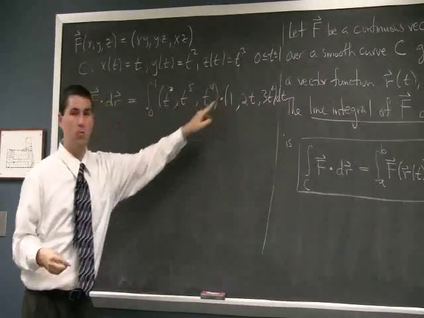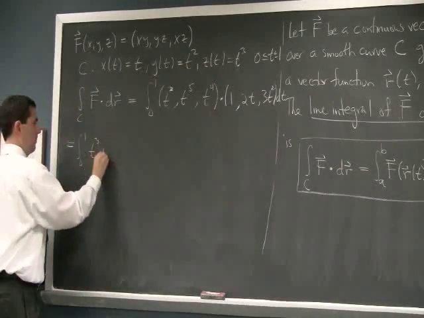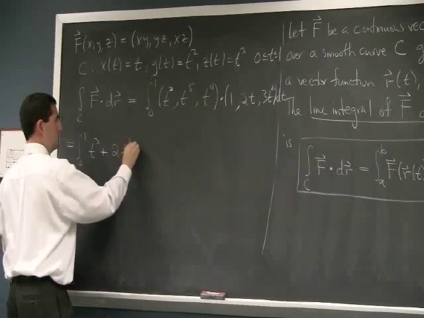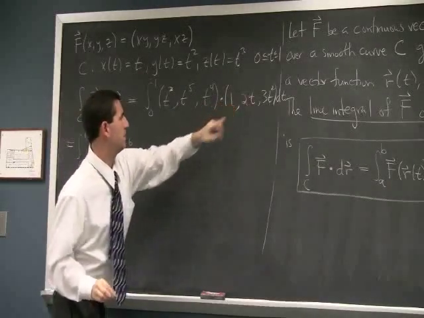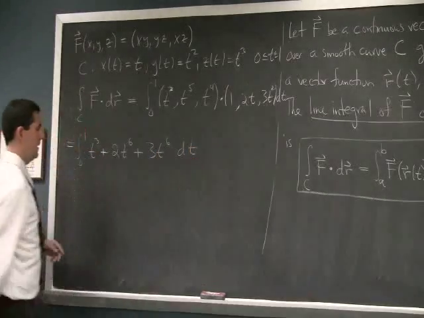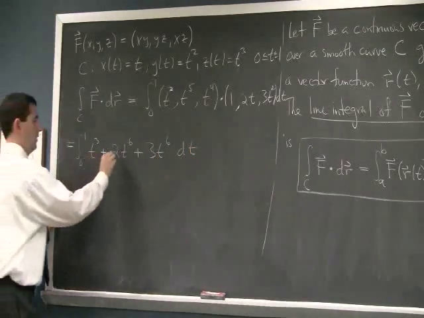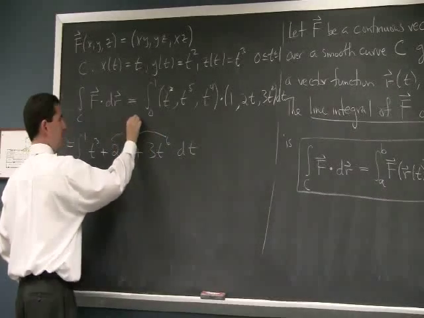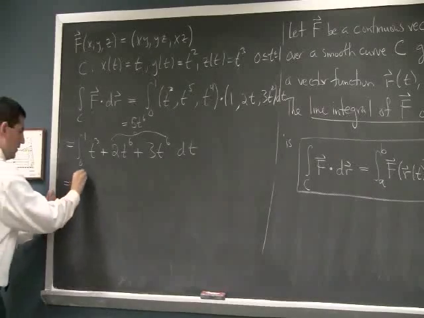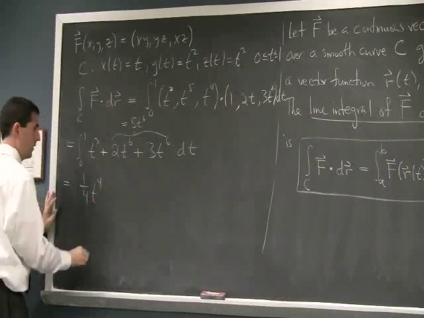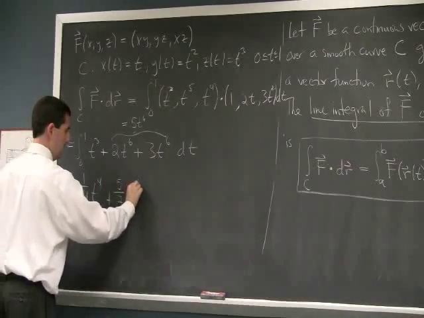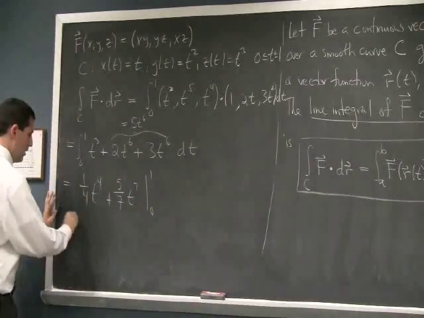So t cubed times 1 is t cubed, plus t to the 5th times 2t, 2t to the 6th, plus t to the 4th times 3t squared, 3t to the 6th, dt. And of course this bit here is 5t to the 6th. So this is a 1/4 t to the 4th plus 5/7 t to the 7th evaluated at 0 and 1.